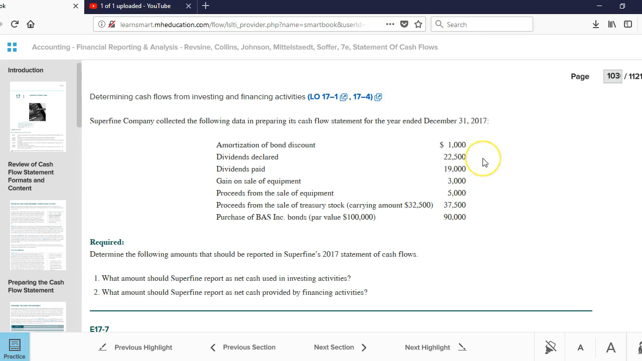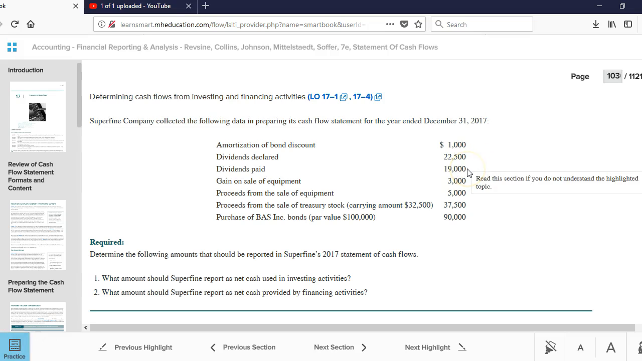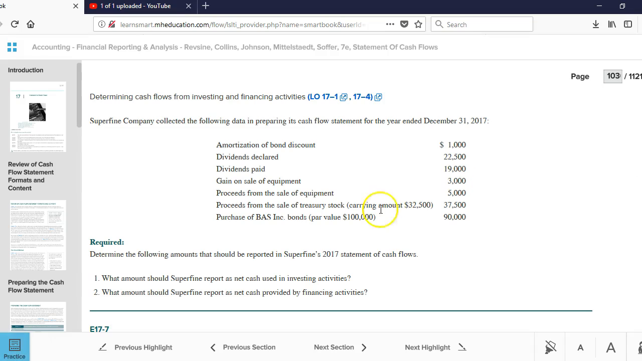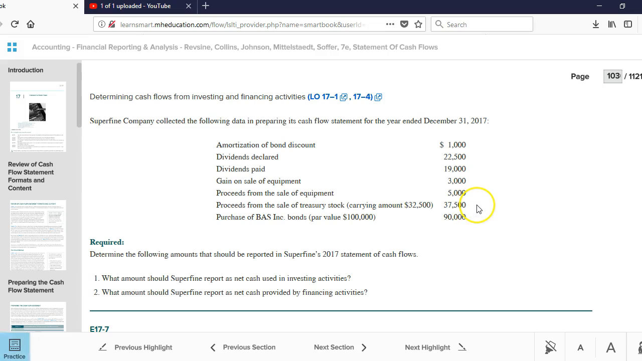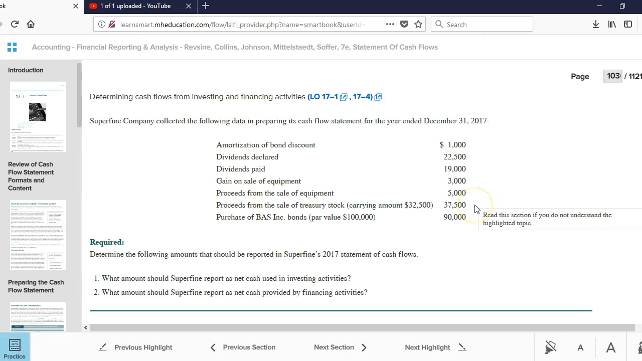Dividends declared were $22.5. The dividends paid were $19. Well, that's what matters, okay? And so that's the one I care about. And then also the treasury stock one down here. It says proceeds of treasury stock, $37.5. Well, the carrying amount was $32.5, fine, but I received cash when I sold them at $37.5. So that's what matters. So notice that they gave us information here that we didn't use.